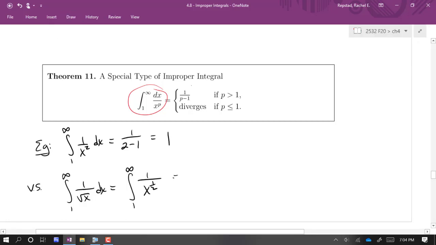Now this integral diverges because in this case p is 1/2, and that's less than or equal to 1. But again, it's something that we could do. I mean, the integration itself is not difficult.